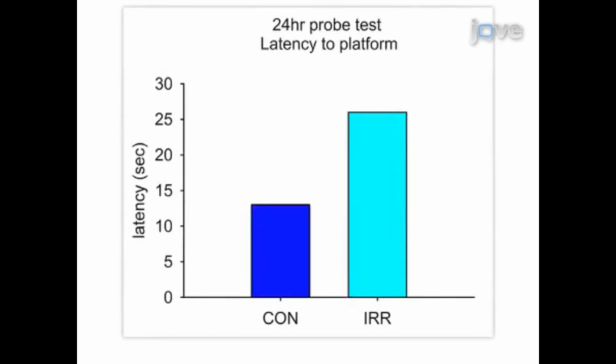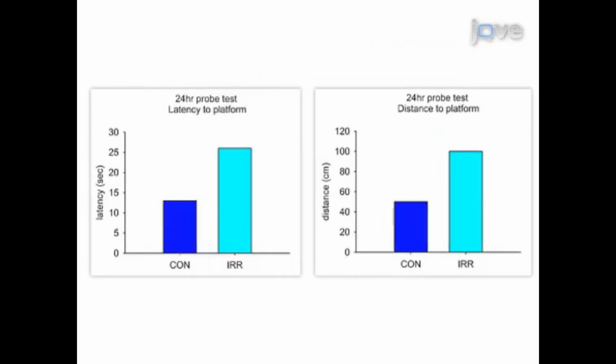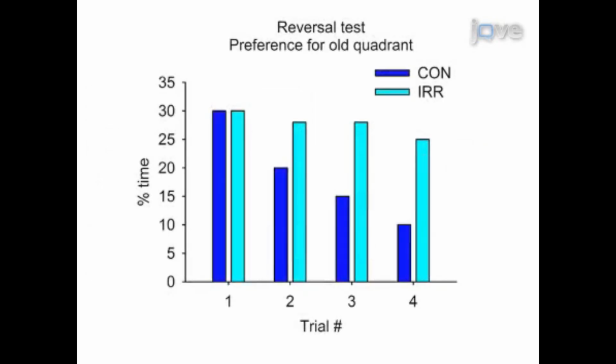Irradiated animals also took more time and a longer path to the platform in a probe trial 24 hours later. During the reversal learning test, when the location of the platform is switched, normal animals gradually stop searching the old quadrant and learn the new platform location, whereas irradiated animals do not.